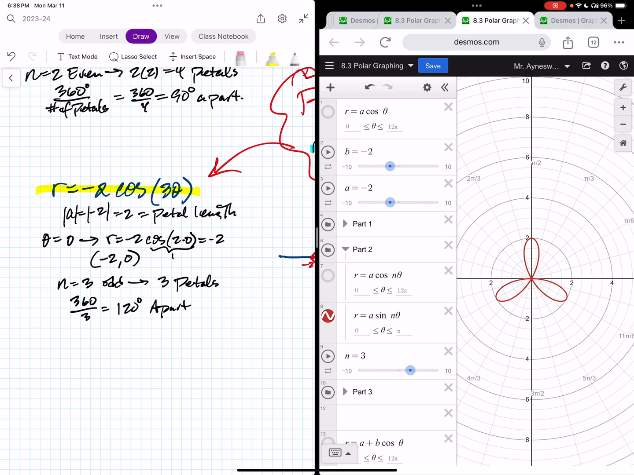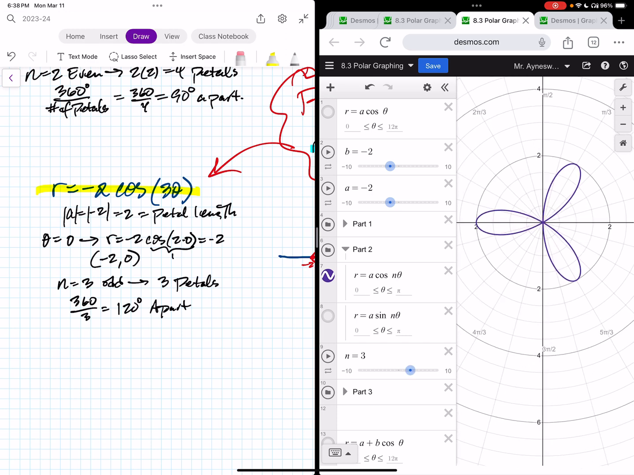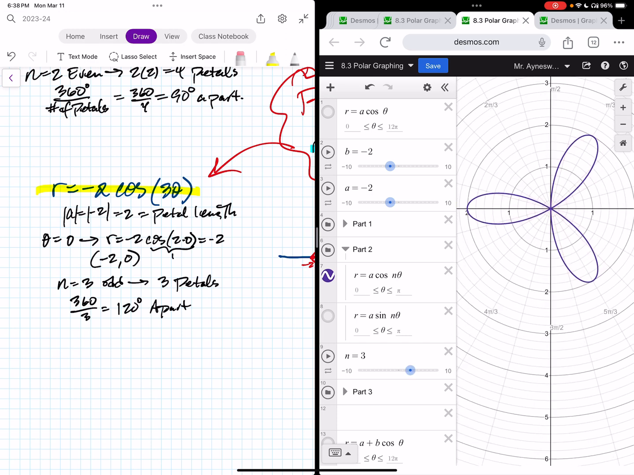And let me see. I don't have the right function graphed. You got to put on the right function. So I click on r is equal to a cosine of n theta, change a slider to -2, n is equal to 3, and there you go. And guess what? There's your graph right there.